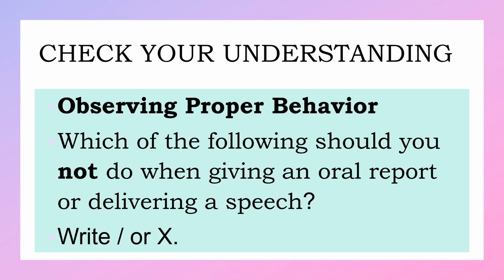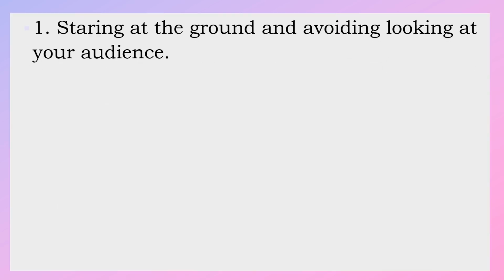Now let's check your understanding. Observing proper behavior. Which of the following should you not do when giving an oral report or delivering a speech? Right check or X. Number 1. Staring at the ground and avoiding looking at your audience. Is it check or X? The answer is X. Of course, you should not be looking at the ground. Instead, you should be looking at your audience.